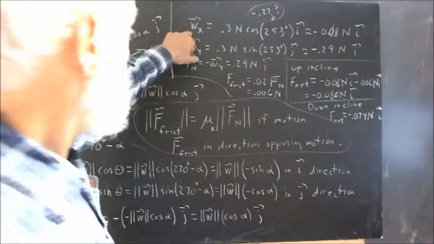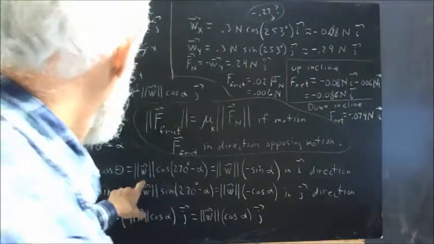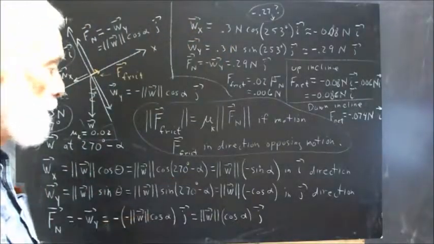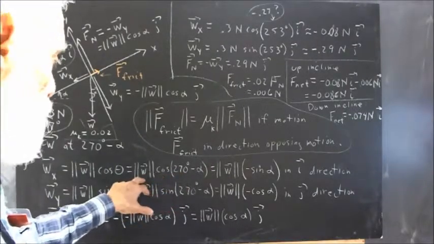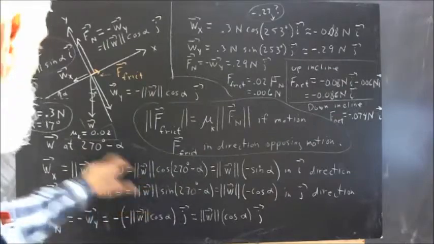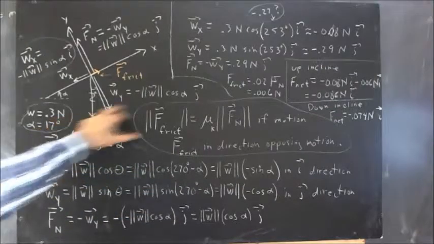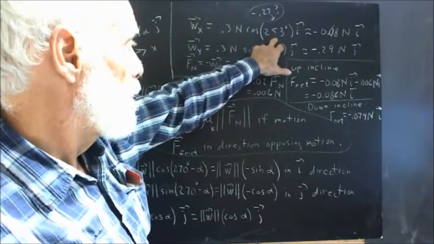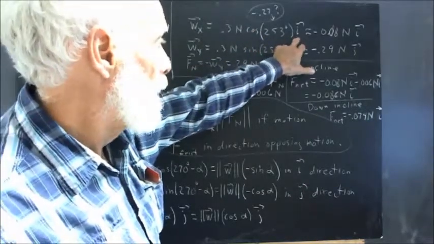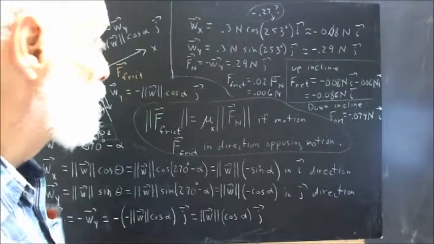So the Wx is going to be W times the cosine of 270 minus alpha, and I'm going to use this particular version of the angle. So it's going to be the magnitude of W, 0.3 newtons, times the cosine of 253 degrees times the I vector. It's going to be our Wx vector.